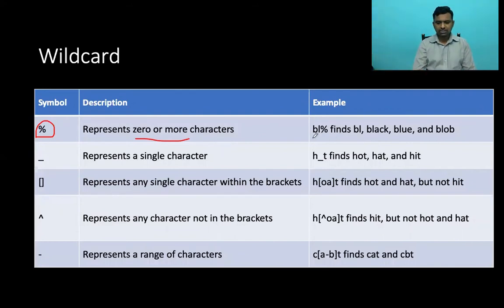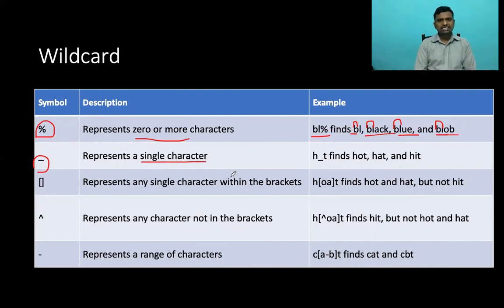The example which I want to give you is when I say BL percentage, it will go and find BL, black, blue, and blonde. Here BL is a must, and after that there can be anything. Anything can come after BL, it doesn't matter. Nothing after BL, no problem, right? That is percentage.